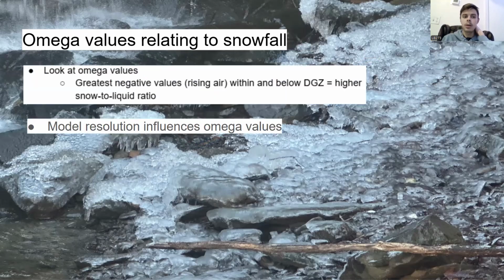Next thing that we can talk about are omega values relating to snowfall. The omega values are associated with the upward vertical velocities, and we want to have greater negative values, which are associated with rising air, if you remember from the previous lectures, within and below the dendritic growth zone. This is going to result in a higher snow to liquid ratio. Now, another thing that's important to keep in mind is that depending on which model we're looking at, the resolution of it can influence these values.